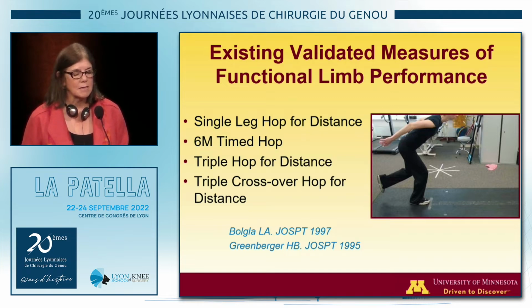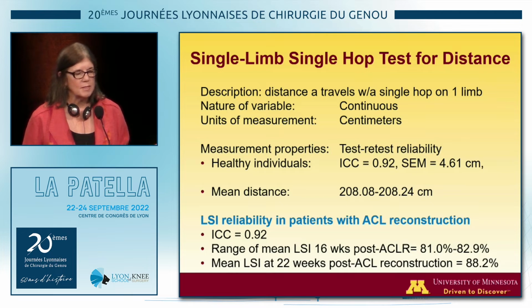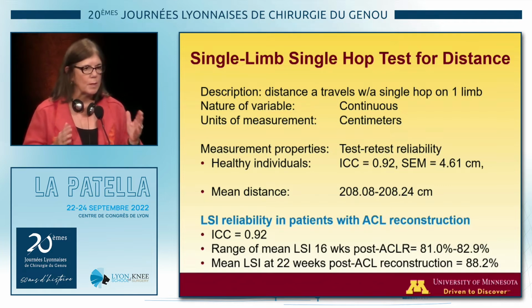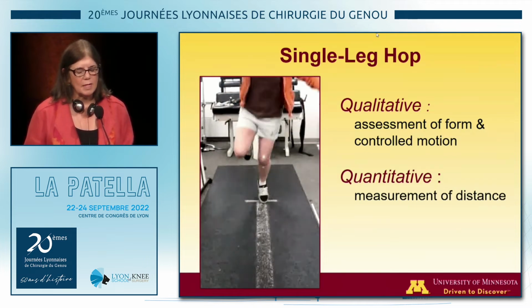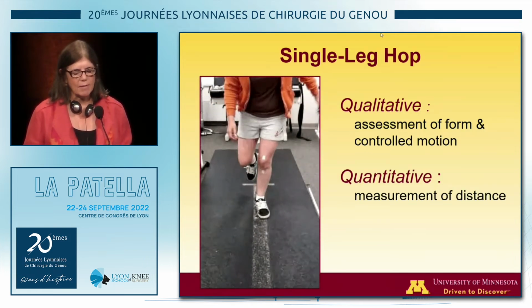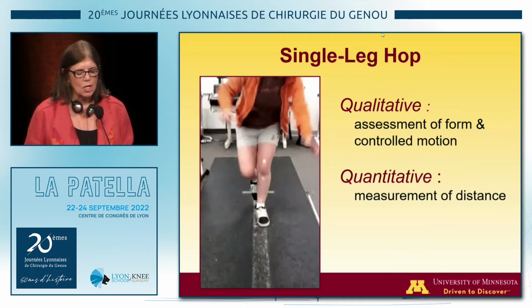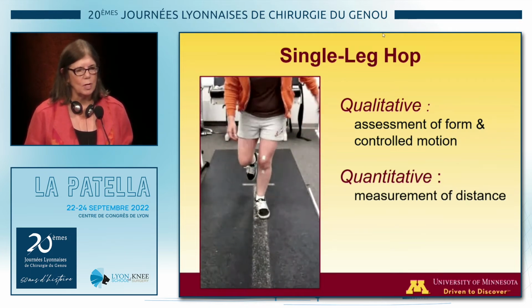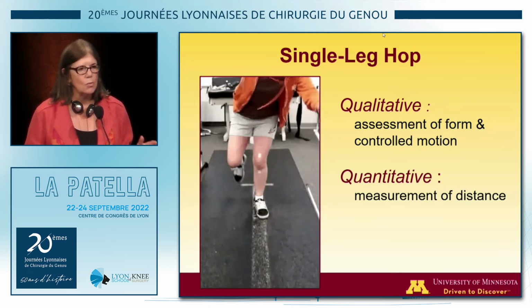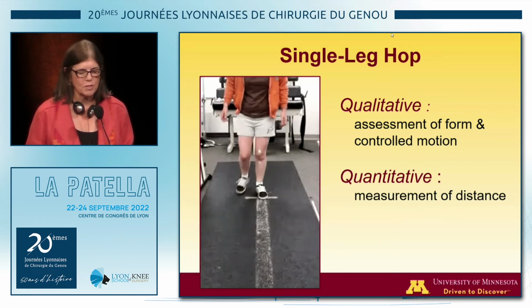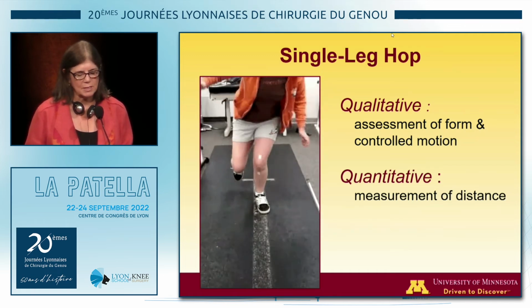These are the tests that we do for single leg hop, timed hops, etc., and they all have validation mainly in the ACL world. So for instance, the single limb hop test for distance has good ICC. We know where people should be at certain times post-op for the ACL. But when you're looking at these tests, most of them having a quantitative measurement of distance, you can see that it's more difficult to put into words the qualitative assessment, which is very important in regards to knowing if this person's ready to advance to more higher function tasks.